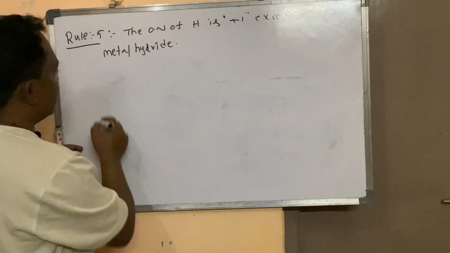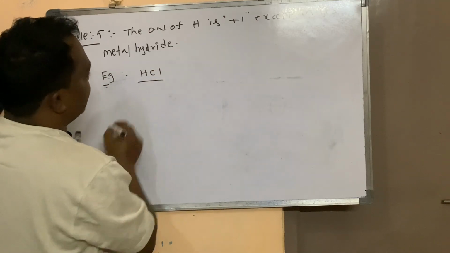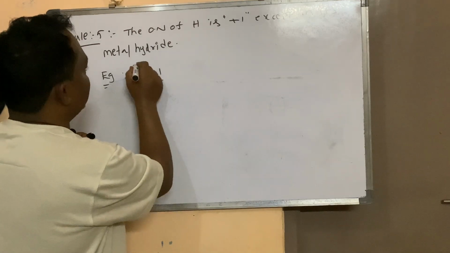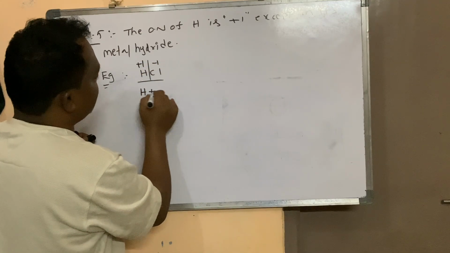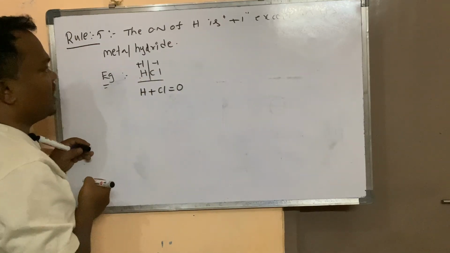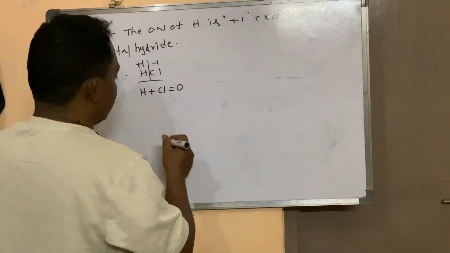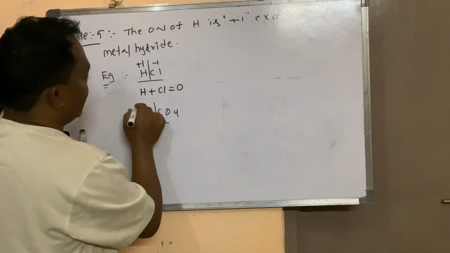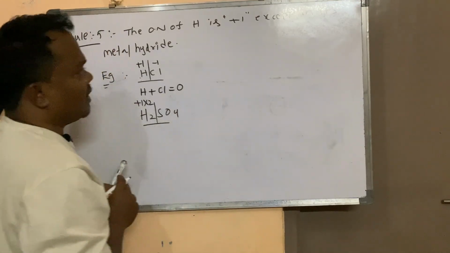See, I'm taking an example here: HCl. In this example, hydrogen is plus 1 and chlorine is minus 1. Why? Because they are in the combined state. The sum of the oxidation numbers is 0, so hydrogen is plus 1, and obviously the chlorine oxidation number becomes minus 1. Clear everyone? In H2SO4, what is the oxidation number of hydrogen? Plus 1. How many hydrogen atoms are there? 2. So we calculate plus 1 into 2.